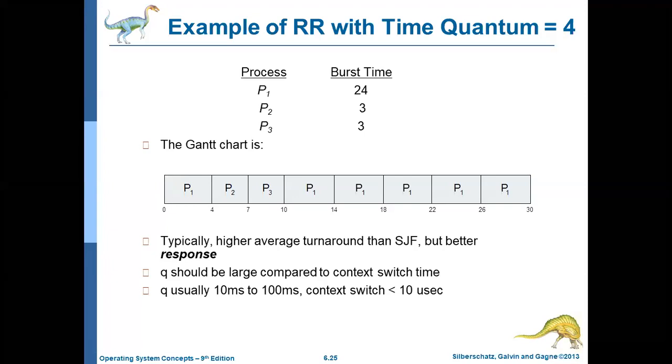Turnaround time calculation. Turnaround time means whenever the process gets completed, the entire successful termination. P1 completed at 30 milliseconds, P2 completed at 7 milliseconds, and P3 completed at 10 milliseconds. That is the turnaround time.